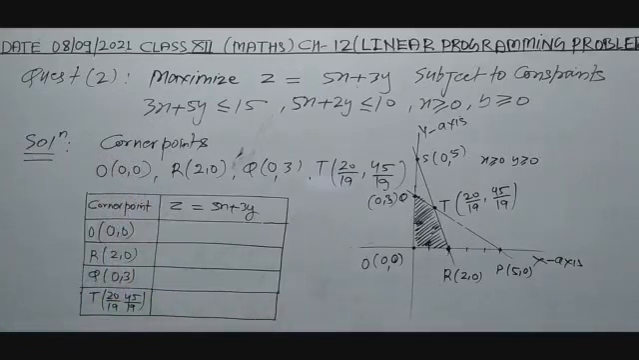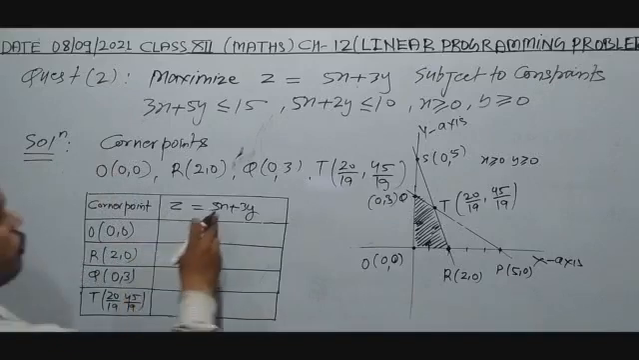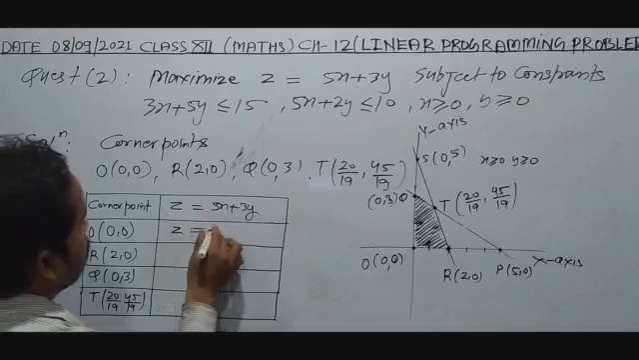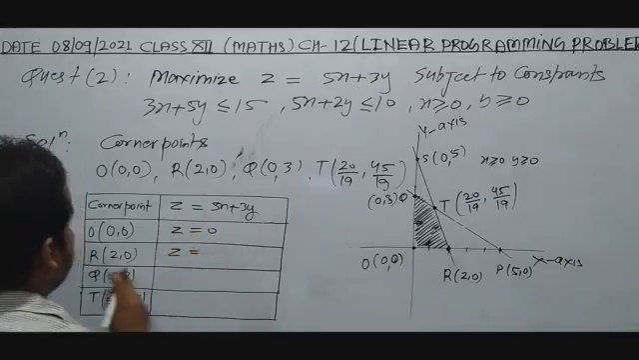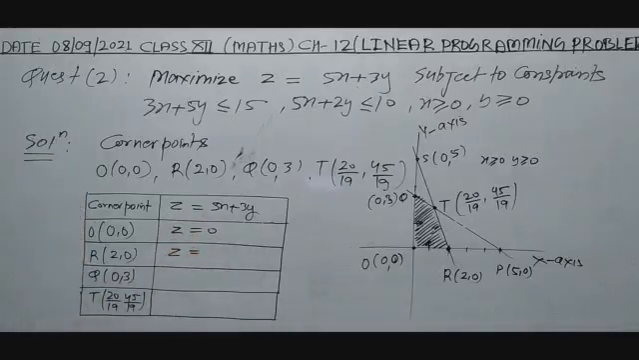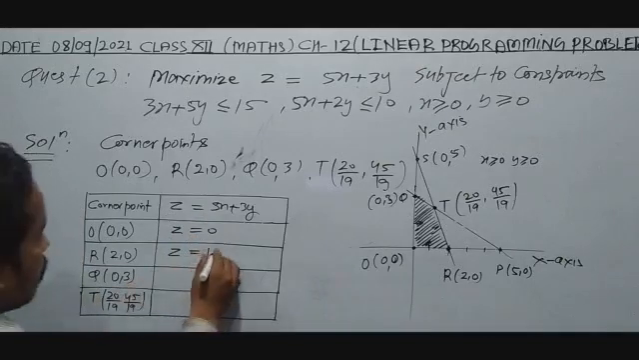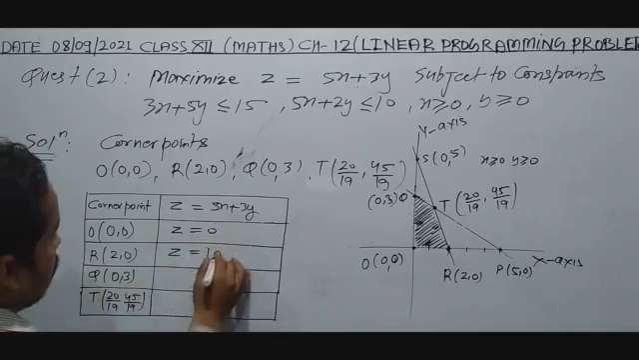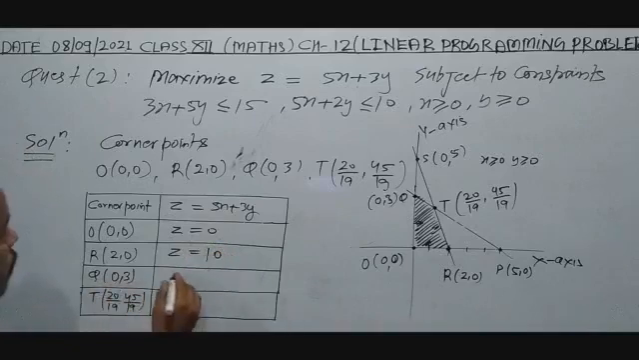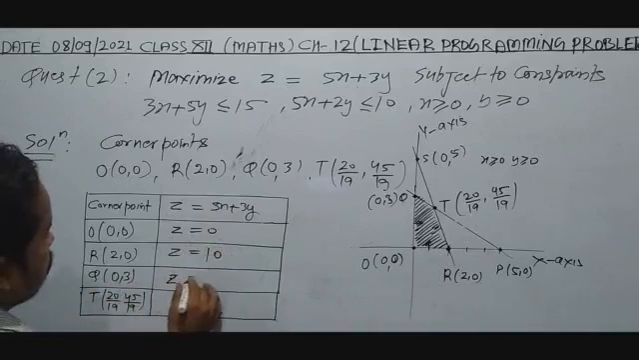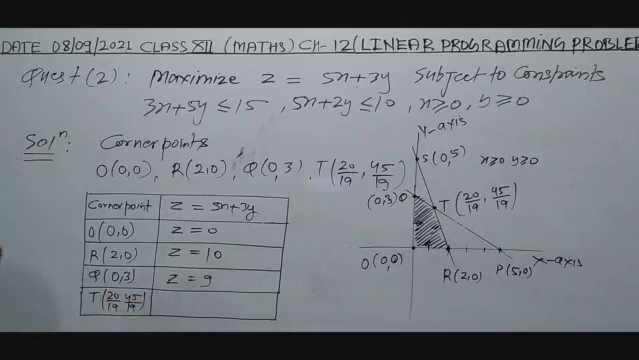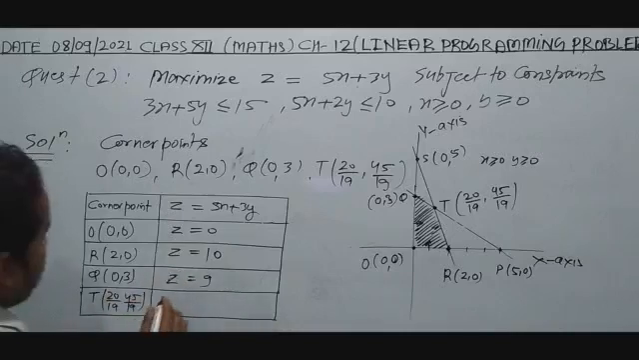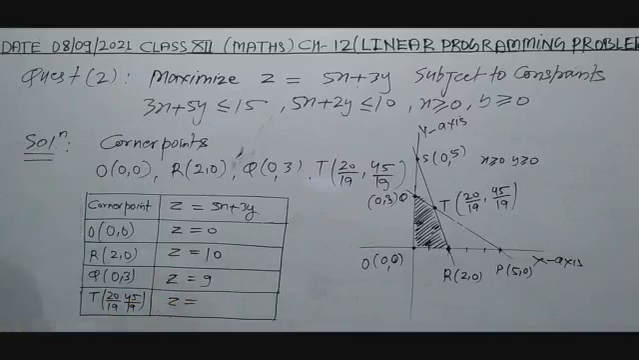Now these are the four corner points, and when you put x is equal to 0, y is equal to 0, you will get z is equal to 0. At (2, 0) you will get 10, so 5 twos are 10. Now at (0, 3) you will get z is equal to 9, and at T, (20/19, 45/19).